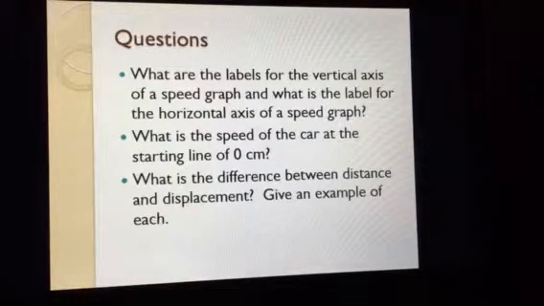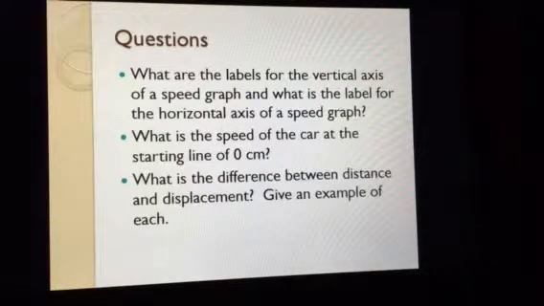So what are the labels for the y, or the vertical axis of the speed graph? What is the label for the x, or the horizontal axis of the speed graph? What is the speed of a car at the starting line of 0 centimeters? And what is the difference between distance and displacement? Give an example of each. So you can pause the video right now and go through those questions in your group.